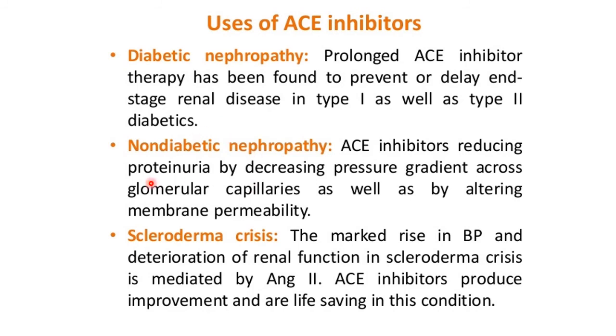In non-diabetic nephropathy, they reduce proteinuria by decreasing the pressure gradient across the glomerular capillaries as well as by altering the membrane permeability. Next use is in scleroderma crisis. The marked rise in blood pressure and deterioration of renal function in scleroderma crisis is mediated by angiotensin 2. So when we use ACE inhibitors, this angiotensin 2 will not be produced, so this crisis will not happen.